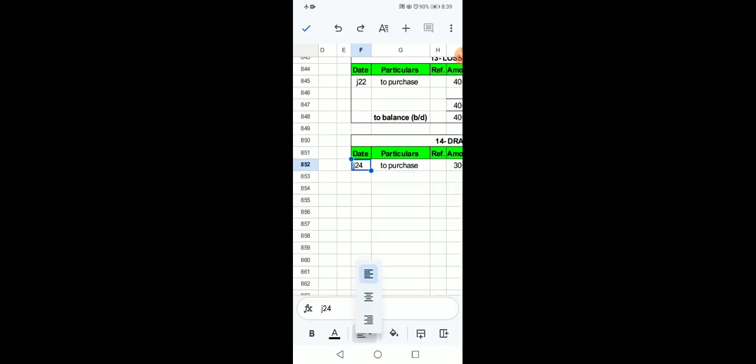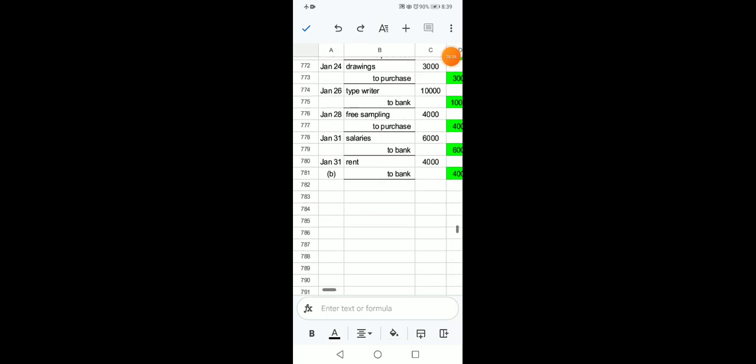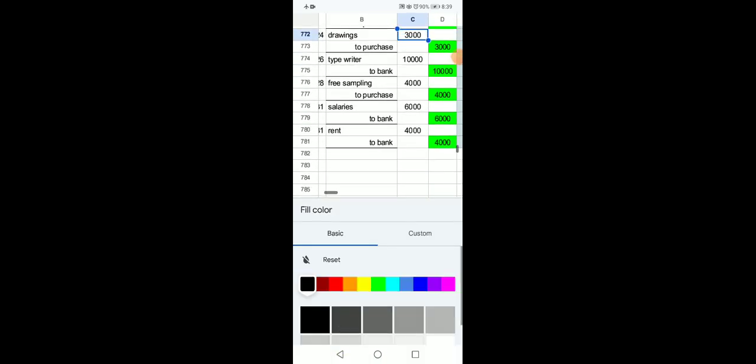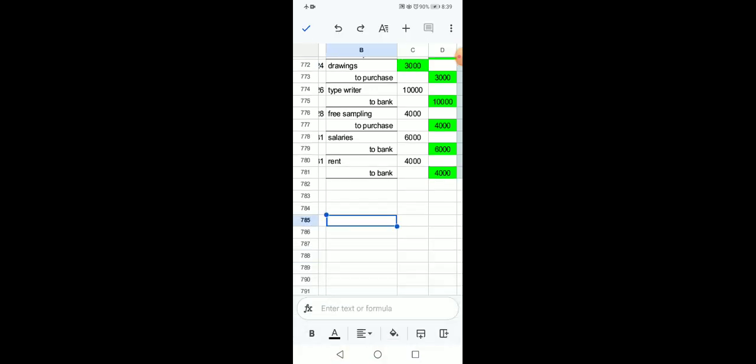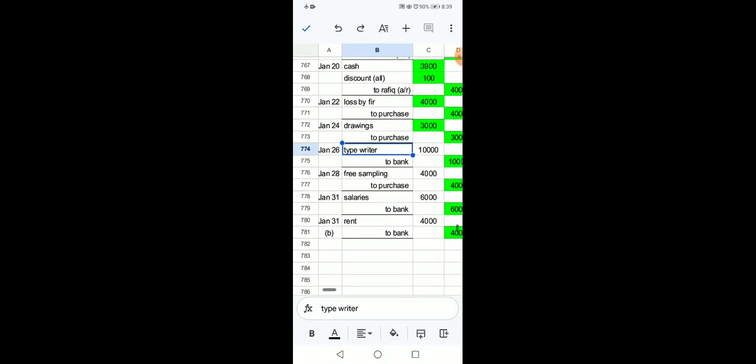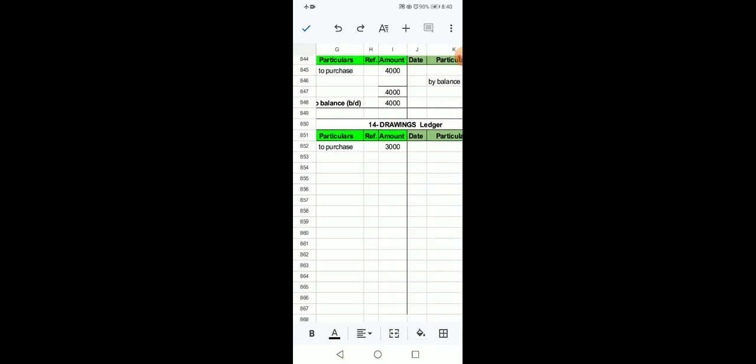Alright, so now let's see if drawings are present anywhere else as well. This was drawings. 3,000 was the amount we already posted. Mark it as it has been done. Now what else we have? 4 entries are present, but drawings are not present in any of the other entry. It means all posting related to drawings is completed.